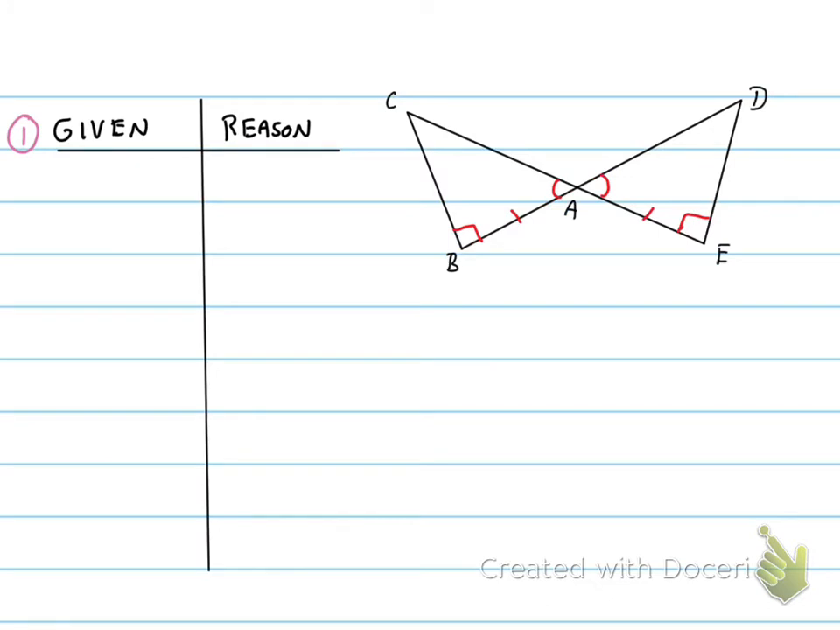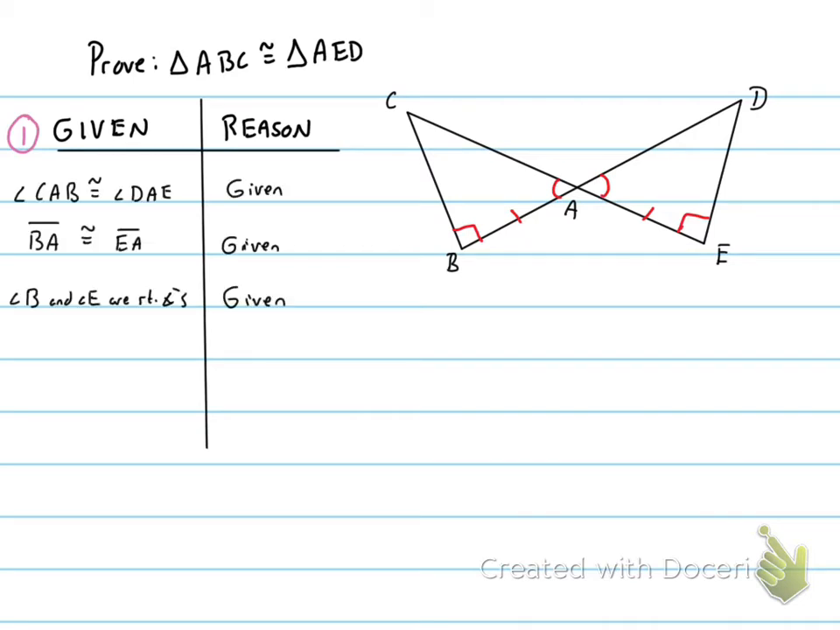So let's say I have this diagram here, and I want to prove that triangle ABC is congruent to triangle AED. Looking at that, my given information is that angle CAB and angle DAE are congruent, because I see that little arch tick mark there. I'm also given that side length BA is congruent to EA. And finally, I'm given that angle B and angle E are both right angles.